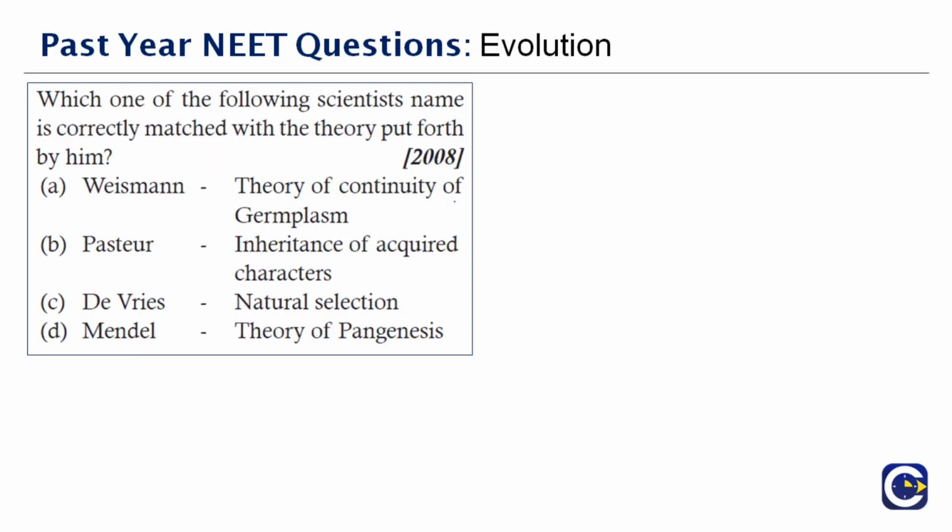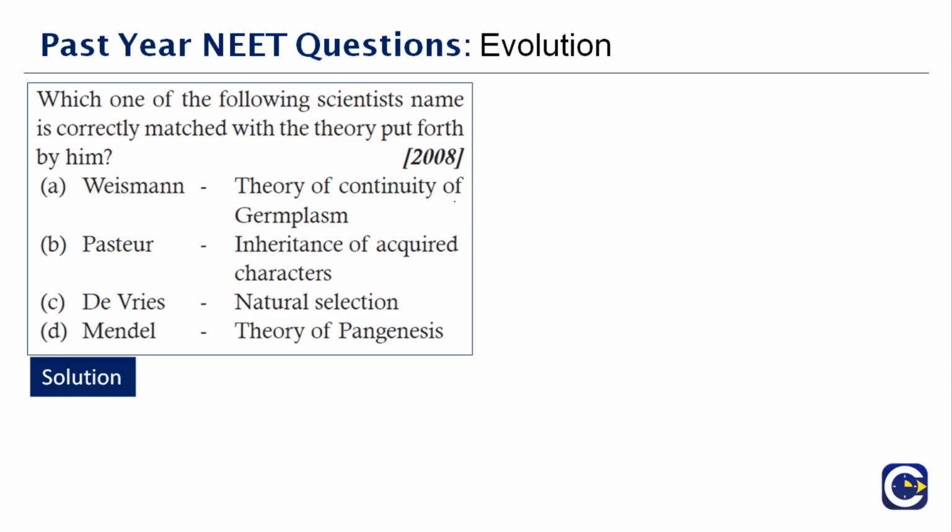Next question here. Which one of the following scientists' names is correctly matched with the theory put forth by him? So we have to analyze the statements here. Weismann, the theory of continuity of germplasm. We have Pasteur, inheritance of acquired characters, wrong. De Vries, natural selection. And Mendel, theory of pangenesis.